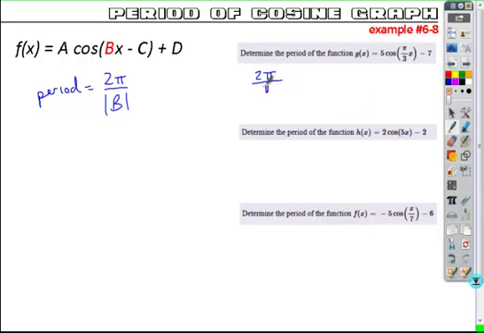Here, 2 pi divided by pi over 3. Again, it's like multiplying by the reciprocal, 3 over pi. The pi's cancel, giving us 6. Here in this one, 2 pi divided by the multiplier in front, the coefficient 5. Doesn't simplify, so 2 pi over 5.